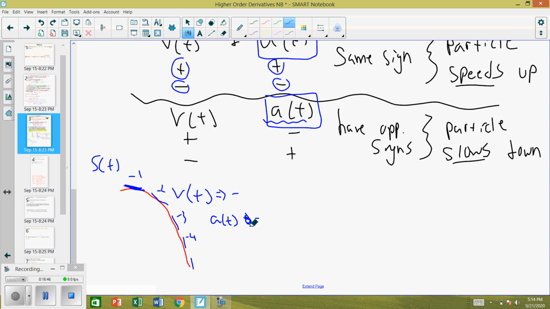All right, so hopefully you can visualize that. That's what happens. The rate at which my rate is changing is negative. It is decreasing. So that makes my acceleration negative. So hopefully you can see that.